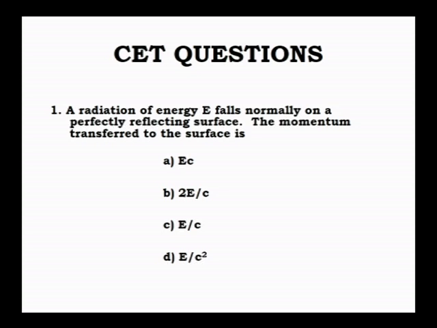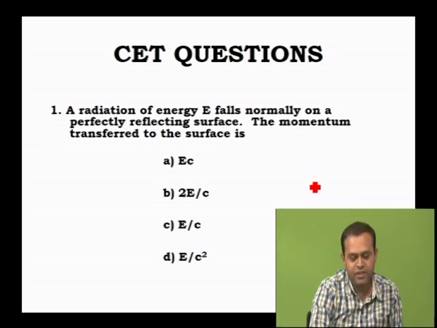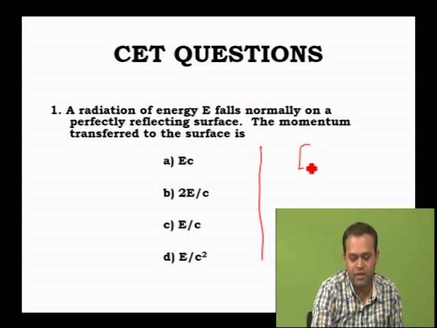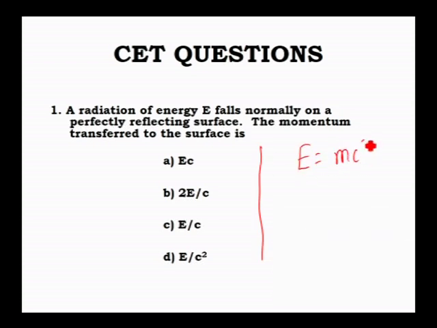Now, the questions related to dual nature. The first question is: radiation of energy E falls normally on a perfectly reflecting surface, what will be the momentum transferred to the surface? You know the expression of Einstein's mass energy relation, E is equal to mc square, correct? Therefore, E by c will be equal to m into c. Mass into velocity is nothing but momentum. Therefore, momentum will be equal to E by c.